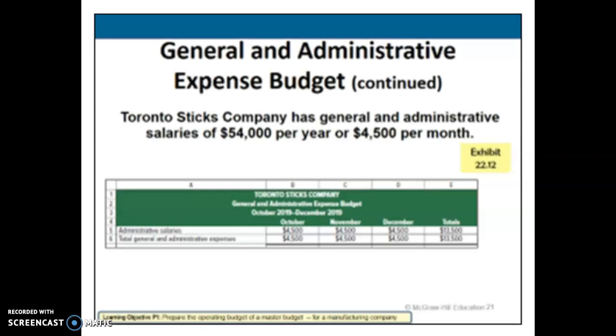For this company, we're going to see a general and administrative expense budget that has $4,500 per month, and it's going to stay the same because it's a fixed amount. It's a fixed expense.